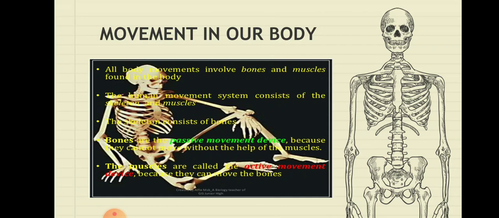Now you all know that movement in our body is also very necessary, and all body movement involves bones and muscles. We all have bones and muscles inside our body, which help us in movement of different body organs. Yes, the human movement system consists of skeleton and muscles. The skeleton consists of bones. It is a structure made up of bones.